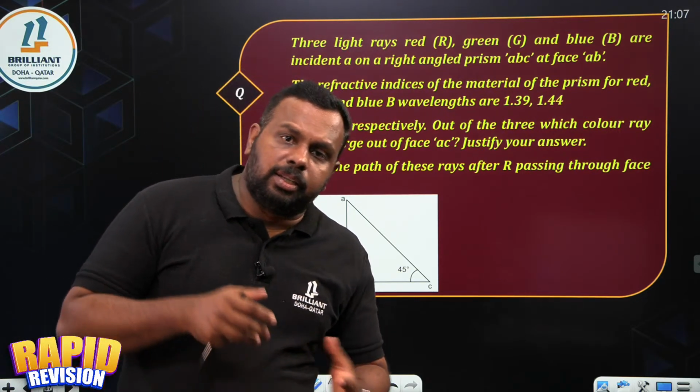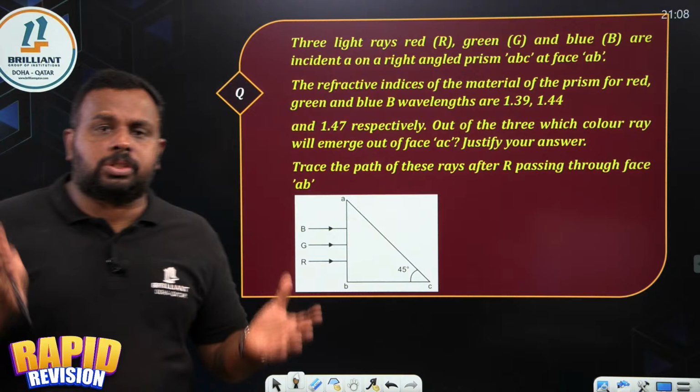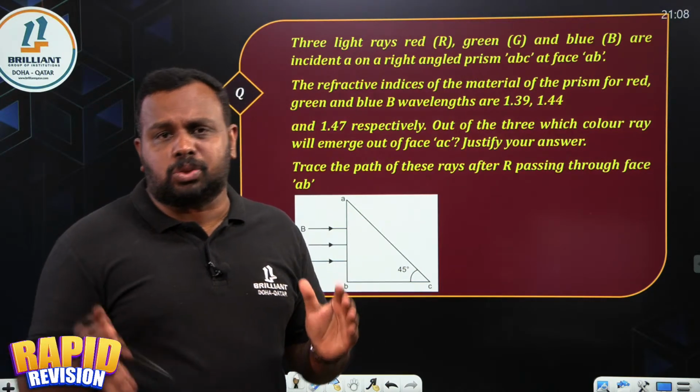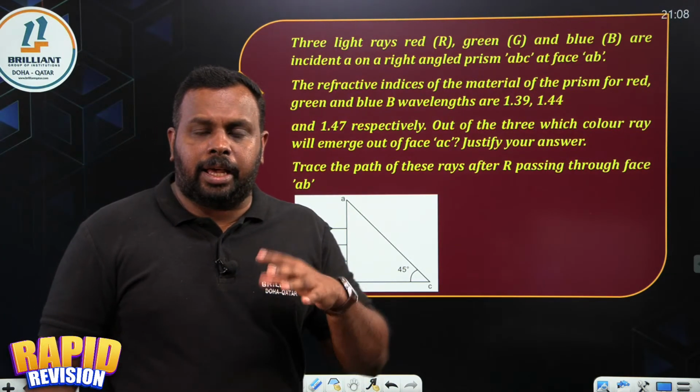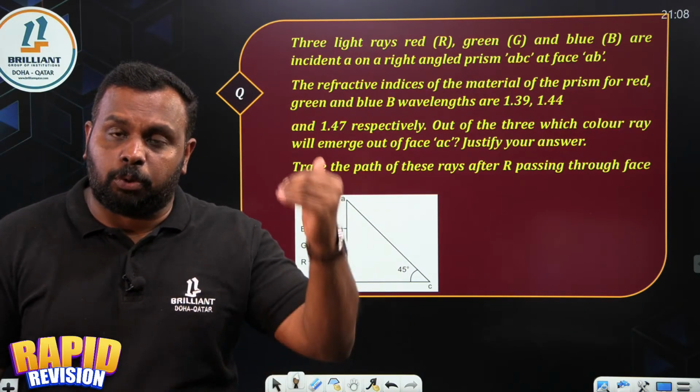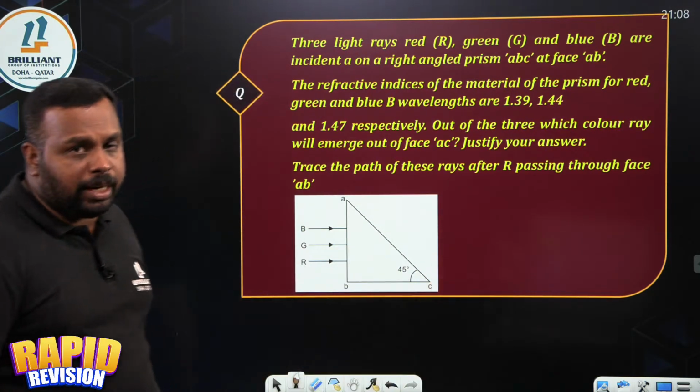Okay, here it is given like colors. In some questions, instead of colors they will give some numbers only, 1, 2, 3 or 1, 2 like that, and you have to trace the rays, you have to draw the ray diagram, and you have to justify your answer as well.